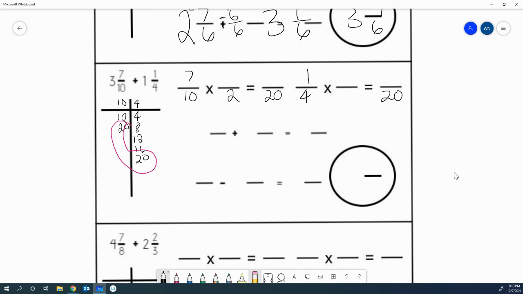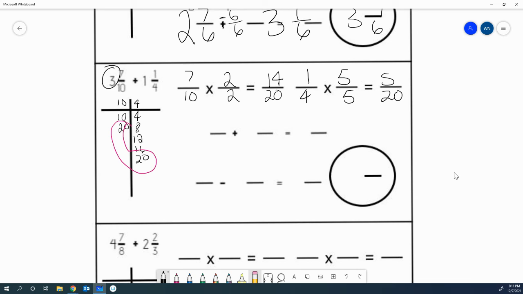I know that 10 times 2 is 20. So I'm going to say 7 times 2 is 14, because if I multiply the denominator by something, I have to multiply the numerator by it as well. Now let's jump over to this 1/4. I know that 4 times 5 is 20. So I'm going to multiply my numerator by 5 as well. 1 times 5 is 5.